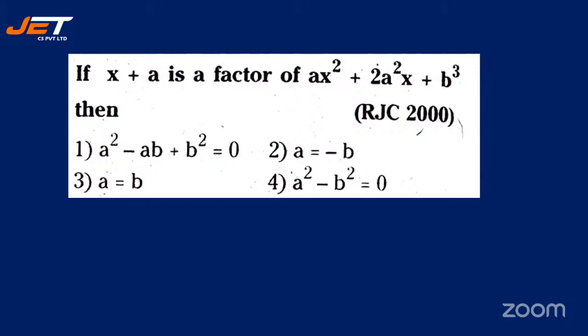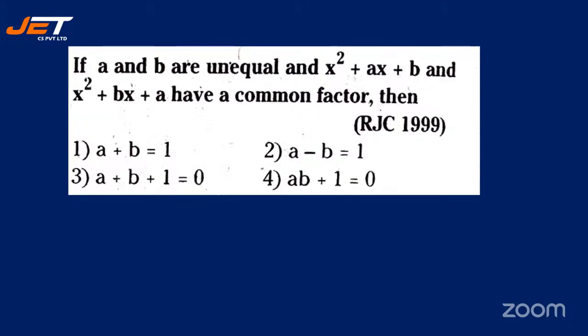If x plus a is a factor of ax square plus 2a square x plus b cubed, then a square minus ab plus b square is 0. A is minus b, a is b. A square minus b square is 0. Yes, here it means a is equal to b. All right, see the next question.